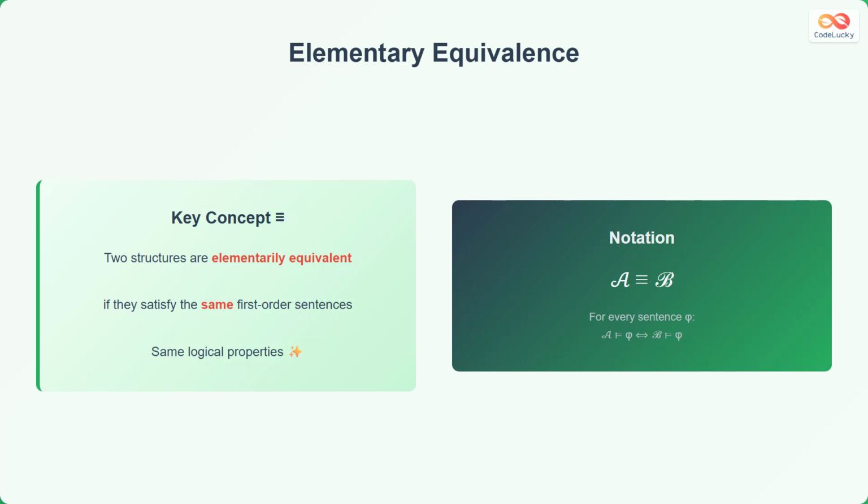Elementary equivalence is a key concept that allows us to compare different structures. Two structures are elementarily equivalent if they satisfy the same first-order sentences. This means they share the same logical properties, at least as far as first-order logic can express. We denote elementary equivalence as A is elementarily equivalent to B. This means for every sentence phi, A satisfies phi if and only if B satisfies phi.